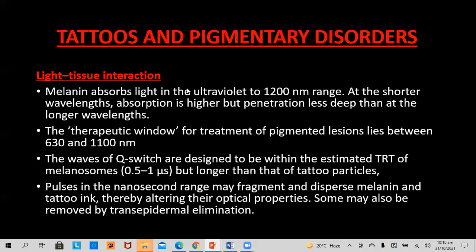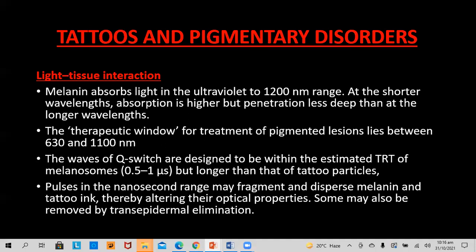Then, tattoos and pigmentary disorders. Light tissue interaction. Melanin absorbs light in the ultraviolet range up to about 1200 nanometer. At a shorter wavelength, absorption is higher, but penetration is less deep than at the longer wavelengths. The therapeutic window for treatment of pigmentary lesions lies between 630 and 1100 nanometer.